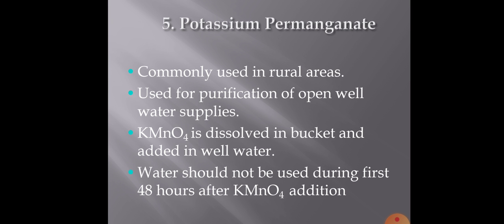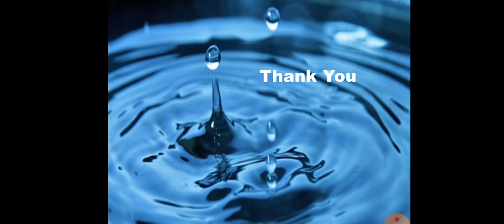Potassium permanganate is usually dissolved in a bucket of water taken from the well, and this bucketful of water will be mixed with the well water thoroughly. So we take some amount of water, mix potassium permanganate, and then this mixture will be mixed again with the well water. This method is mostly adopted in the rural areas for disinfection of water. So these are the minor methods of disinfection of water.